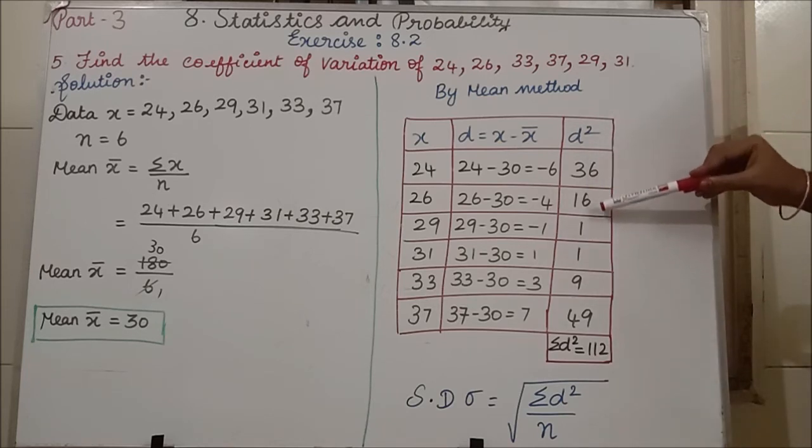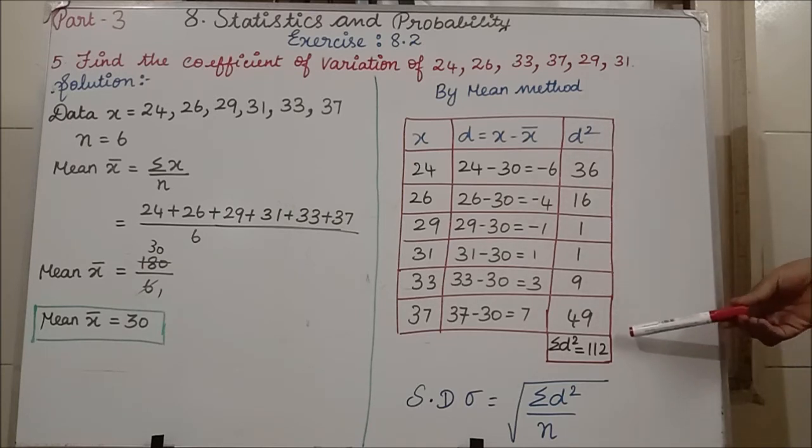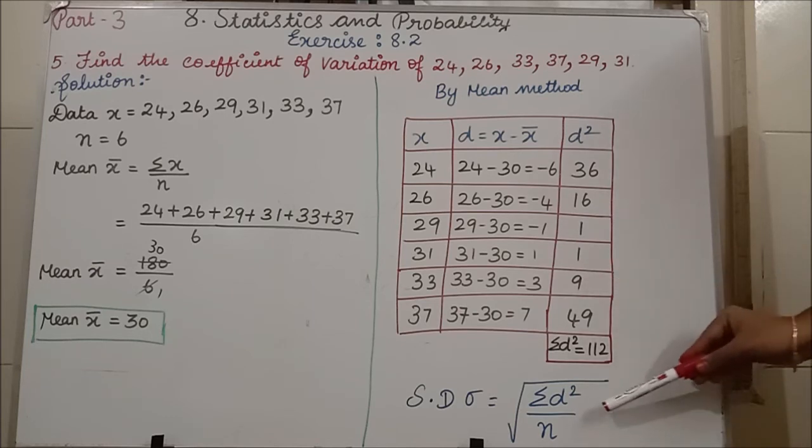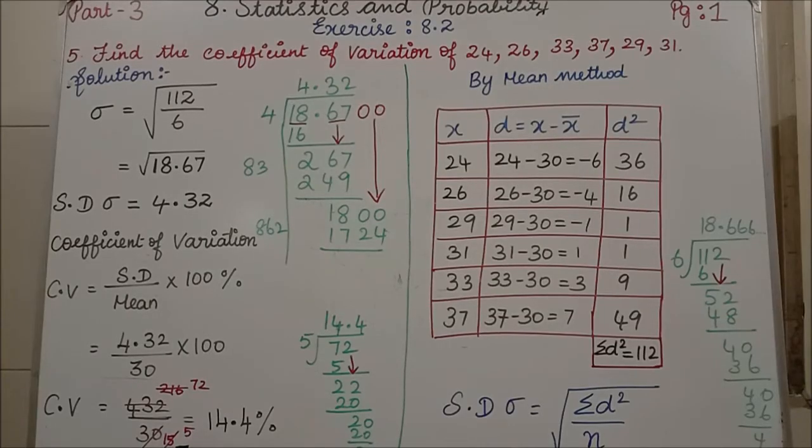In the formula, we need the summation d square value, which means we have to add all the values. 36 plus 16 plus 1 plus 1 plus 9 plus 49. If you add, we get 112. That we have to apply in the formula. We have to find the sigma value. After finding the sigma value, then only we can find the coefficient of variation. Clear? I will erase this part and now write. See here, I have applied the value. Summation d square, what value we have got? We have got 112 divided by 6.